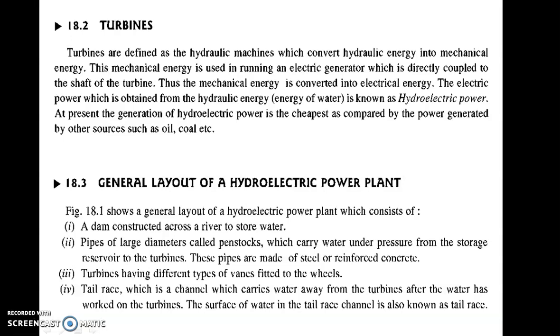The electric power which is obtained from the hydraulic energy is known as hydroelectric power, which is obtained from the hydropower plant. At present, the generation of hydroelectric power is the cheapest as compared to the power generated by other sources such as oil, coal, because burning the coal requires the resource as coal, which is very costly. Oil is very costly. We have to import oil. That's why these are the costly power generating sources.